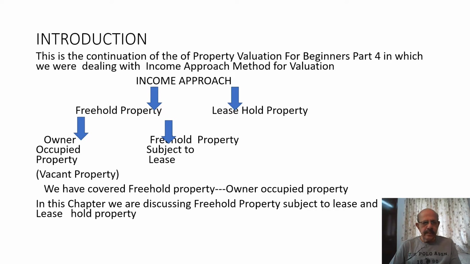Introduction. This is the continuation of Property Valuation for Beginners Part 4, in which we were dealing with the income approach method for valuation. Under income approach, there are freehold property and leasehold property. Under the bifurcation of freehold property, there are owner-occupied property, that is vacant property, then freehold property subject to lease. We have covered freehold and owner-occupied property. In this chapter, we are discussing freehold property subject to lease and leasehold property.